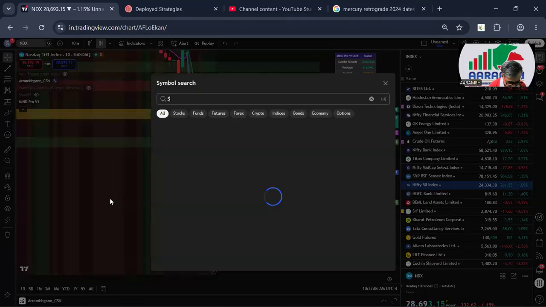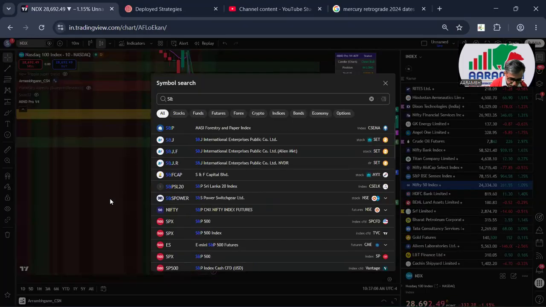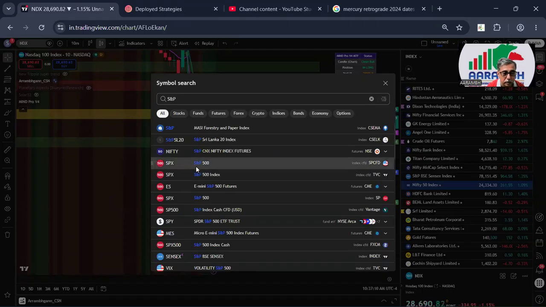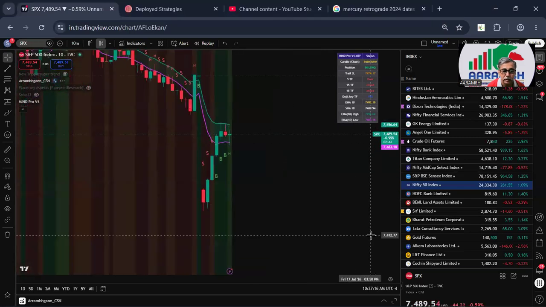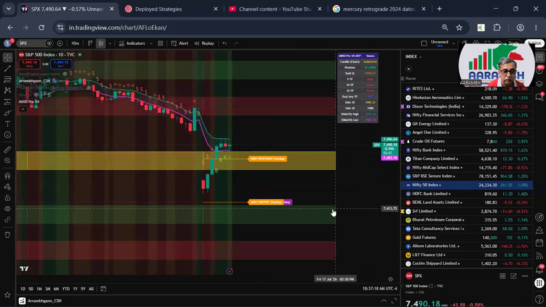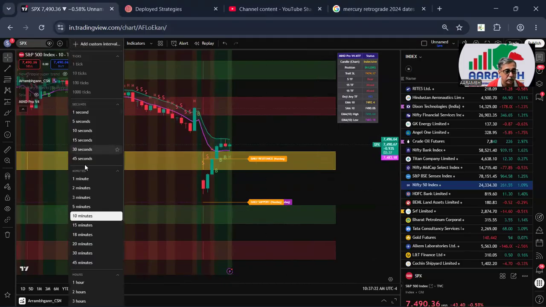Second thing, let me try for S&P 500. Okay, I don't know which one to use. I will try this one. Yeah, okay. You are in a better position to understand which one to use. So I will try the 5 minute time frame.